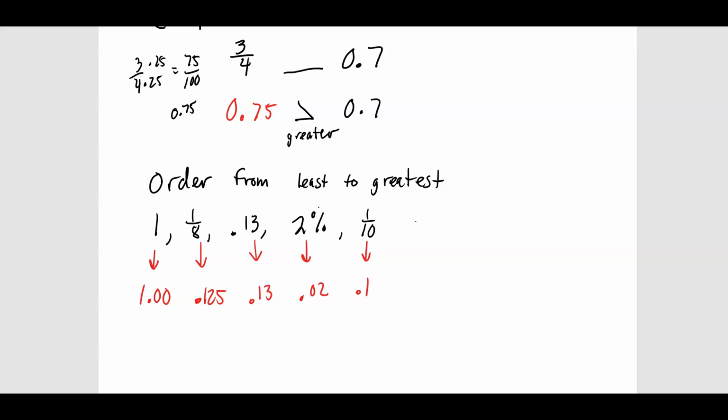And now if I'm ordering these from least to greatest, my smallest one is 2%, because that's 0.02. After that, my next one is 1/10, so that's 0.1. After that, my next one is actually 1/8, because 0.125 is actually smaller than 0.13. Now I have 13%, and lastly but surely I have my 1 whole.